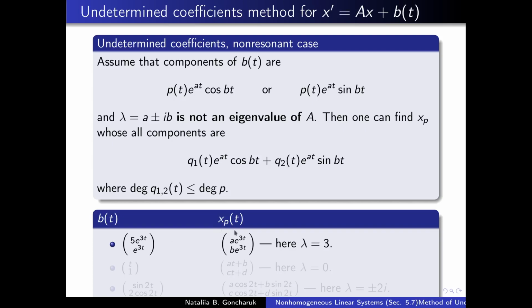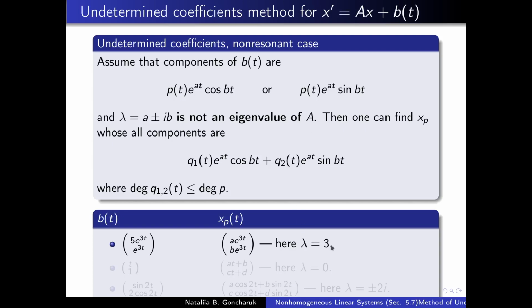Then for xp, you should try e to the power 3t with some coefficients a and b. Once you write this out, you should substitute this xp into your equation and try to solve for a and b. These a and b are undetermined coefficients. And this will work if this case is non-resonant, which means that 3, this lambda equals 3, is not an eigenvalue of the linear part of the equation.